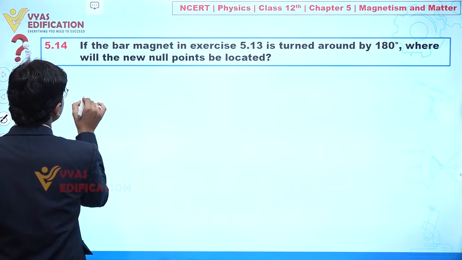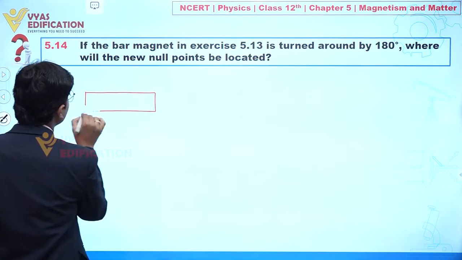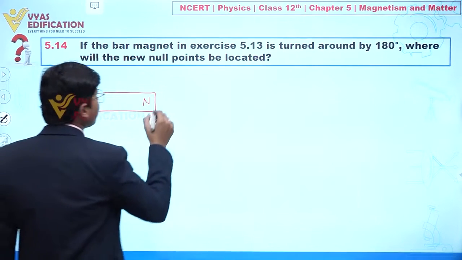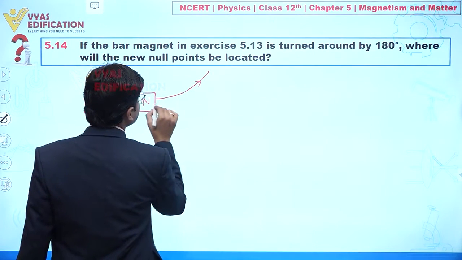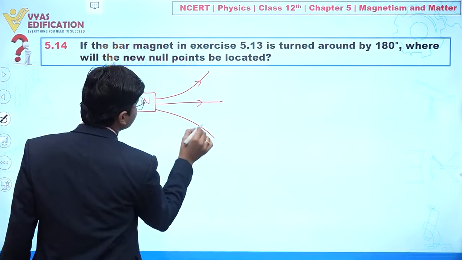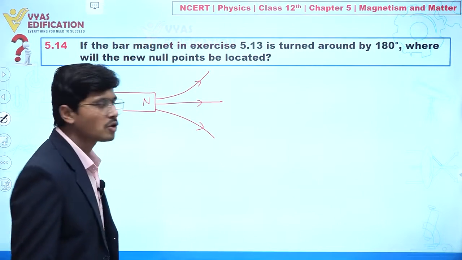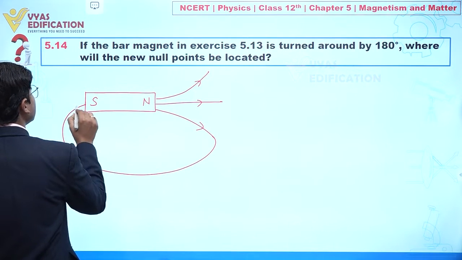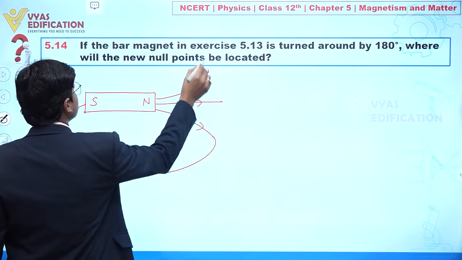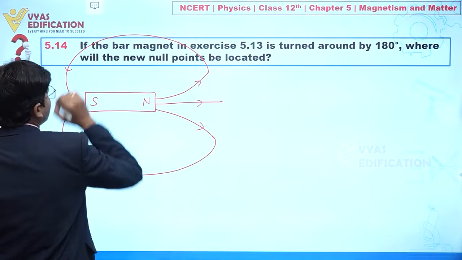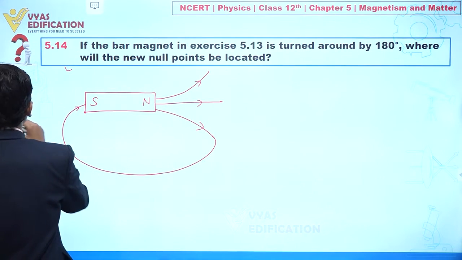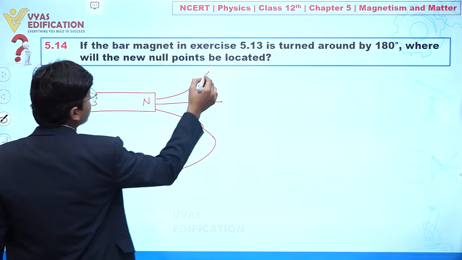In the previous situation, let's suppose we are taking this short dipole like this, north, south. Definitely, the magnetic field lines will emerge from, or come out of, the north pole, and definitely we can see they will enter the south pole like this. Yes or no? Clear? So now, always keep in mind magnetic field lines never intersect each other.